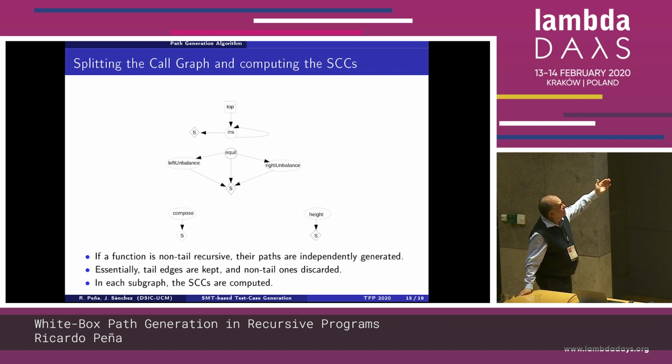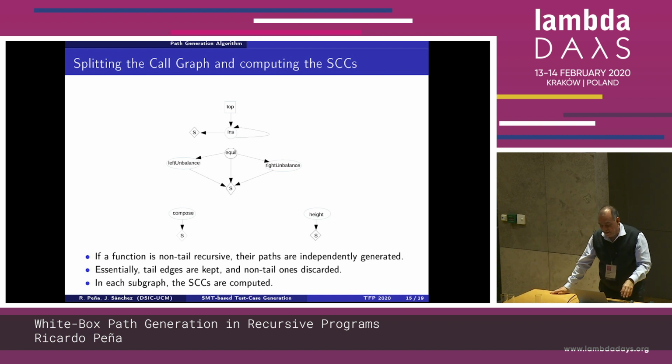And the essence of this part of the algorithm is that you keep the tail edges of the graph and you discard the non-tail. It's more complex than that, but essentially that is what you do here. Okay, then you are prepared to generate paths. And the next phase is generating the paths, starting with this split graph.